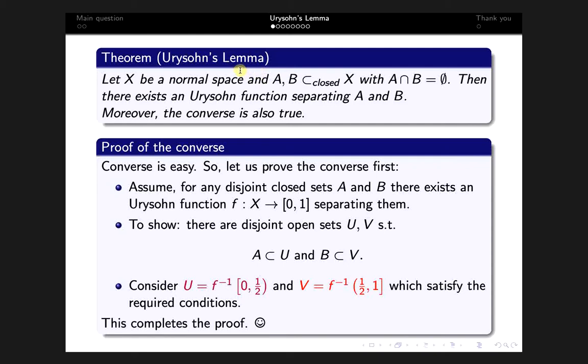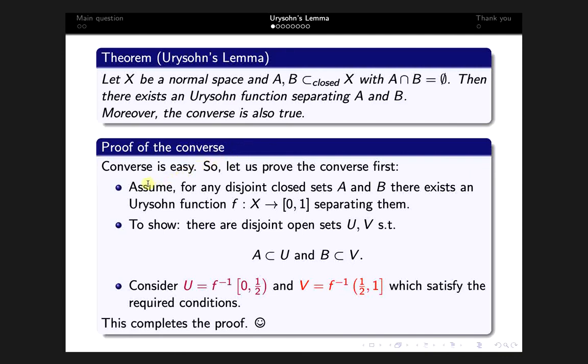That is, X is normal if and only if every pair of disjoint closed subsets of X can be separated by an Urysohn function. So that is the statement, an if and only if characterization theorem. The converse part is easier, so let us prove the converse part first.